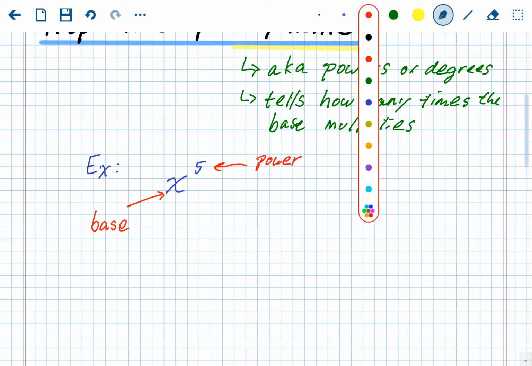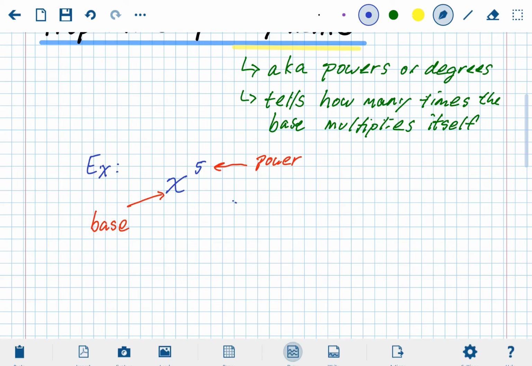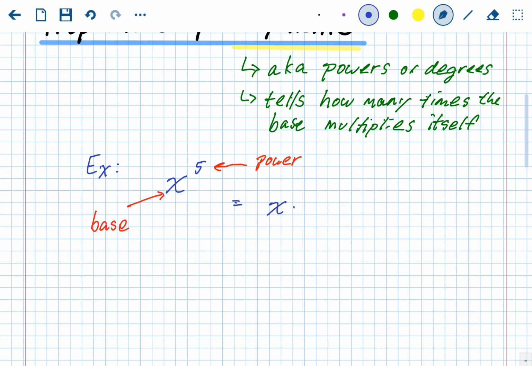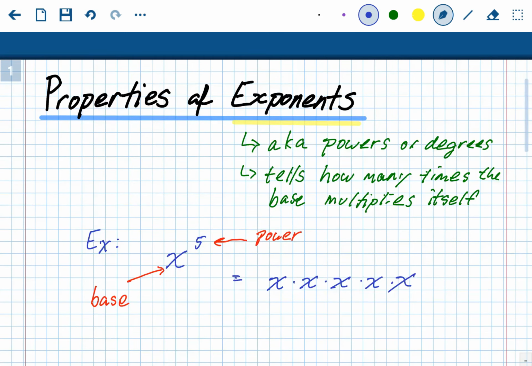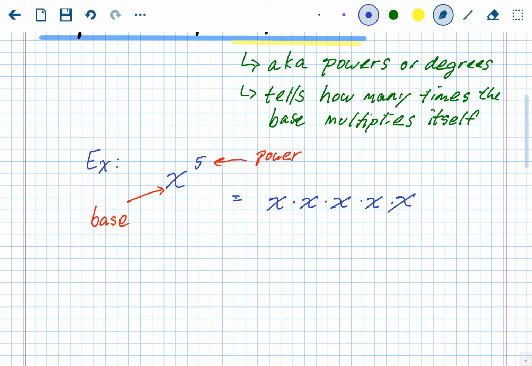All right, what does x to the fifth power mean? Well, again, it tells how many times the base multiplies itself. So x to the fifth power means x times itself 5 times. So x times x times x times x times x. 3 squared, or 3 to the second power, is 3 times 3. So it's just how many times we write itself. And instead of writing 5 x's in a row, x to the fifth power is much easier.